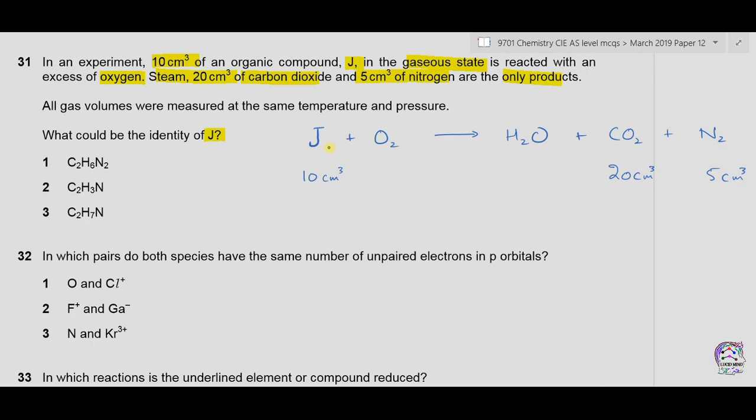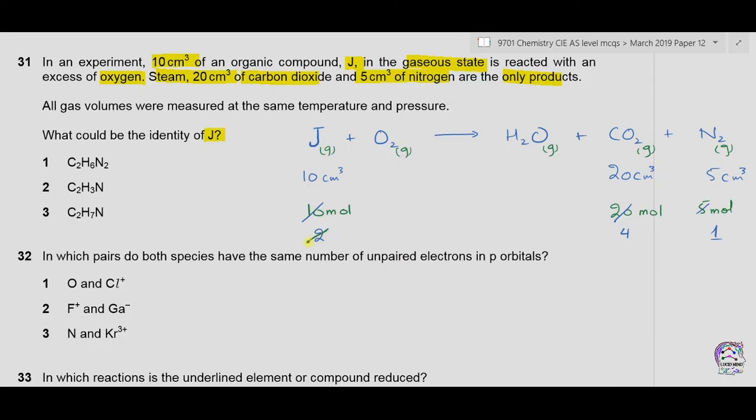As all components of this chemical reaction are in gaseous form, J is gas, oxygen is gas, water is in steam form, carbon dioxide is gas, nitrogen is also gas, so we can write volumes as number of moles. 10 moles of J reacts with excess oxygen to form 20 moles of CO2 along with 5 moles of nitrogen. We can simplify these moles to a simple ratio: 2 moles of J reacts to form 4 moles of CO2 and 1 mole of nitrogen.